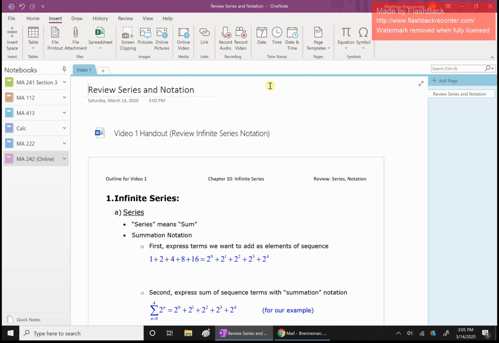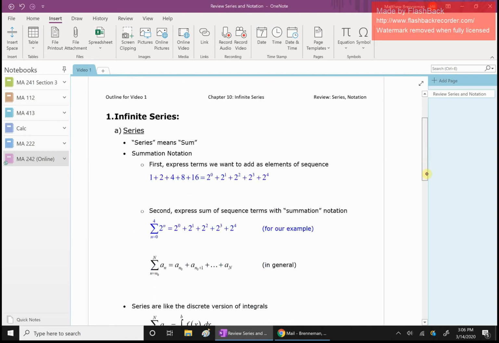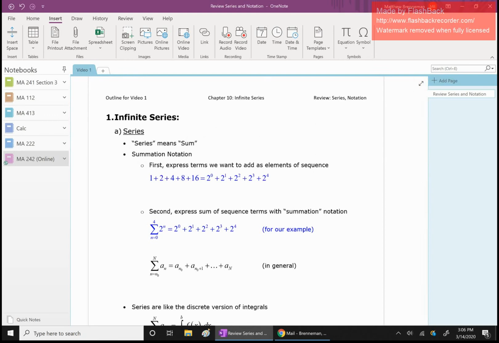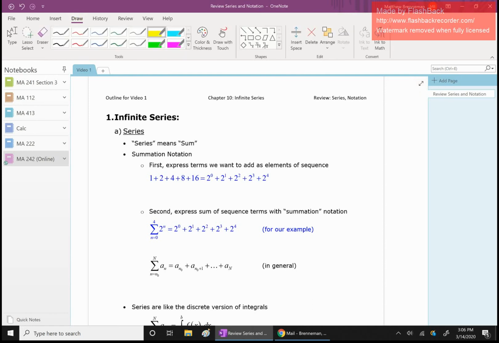Where I want to start in this series is, pardon the pun, a really brief review of what you learned before we left for break. And so we were starting to talk about infinite series. And so if we just look at what the word series means in and of itself, a series is just math speak for sum.